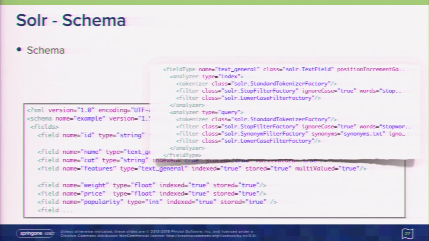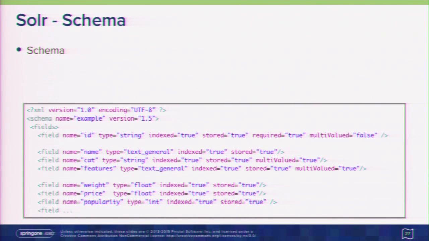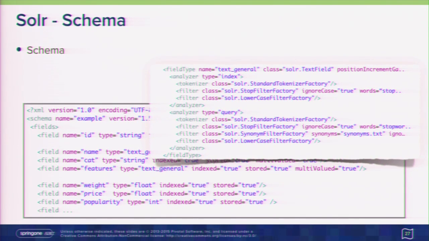Okay, and here you can see a field type definition. As we saw before, there's this field called name that has the type text general. And behind that field type definition, there's the information on how that field should be treated within the search server.